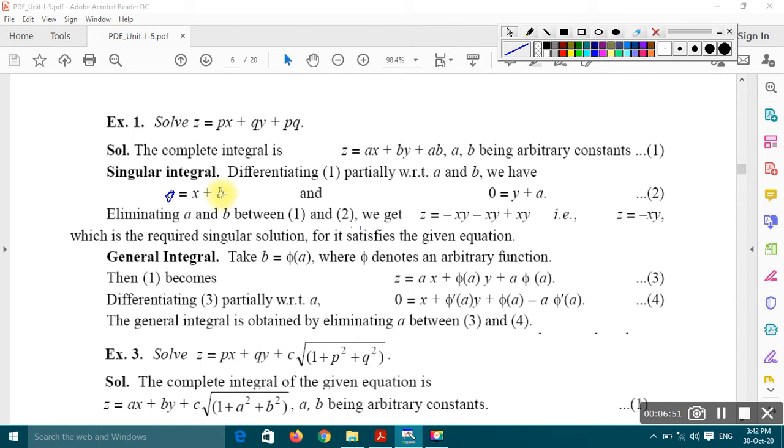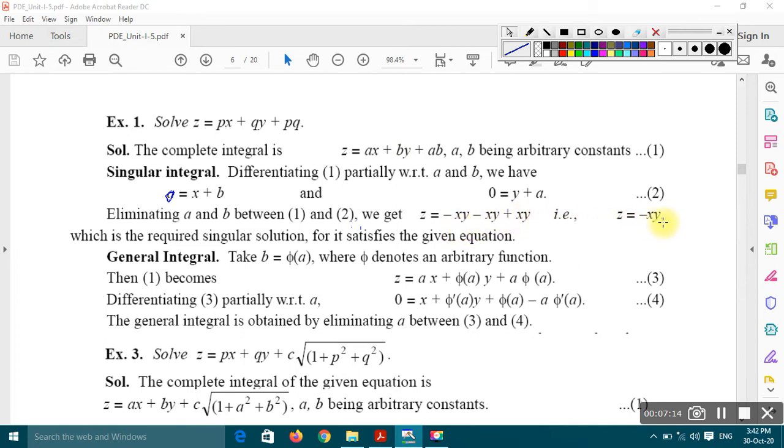Now we substitute the values of a and b into equation number 1, z is equal to ax plus by plus ab. We get z is equal to minus xy minus xy plus xy, because minus x into minus y is xy.